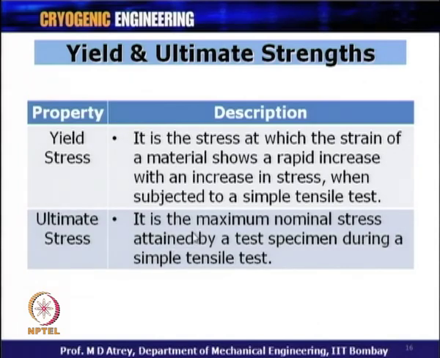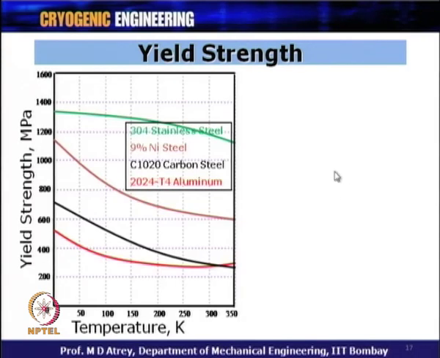Ultimate stress is the maximum nominal stress attained by a test specimen during a simple tensile test. So, ultimate stress is also a very important, characteristic property of any material, and yield stress also is a characteristic of any material. Now, we will study what happens to these properties at low temperature.